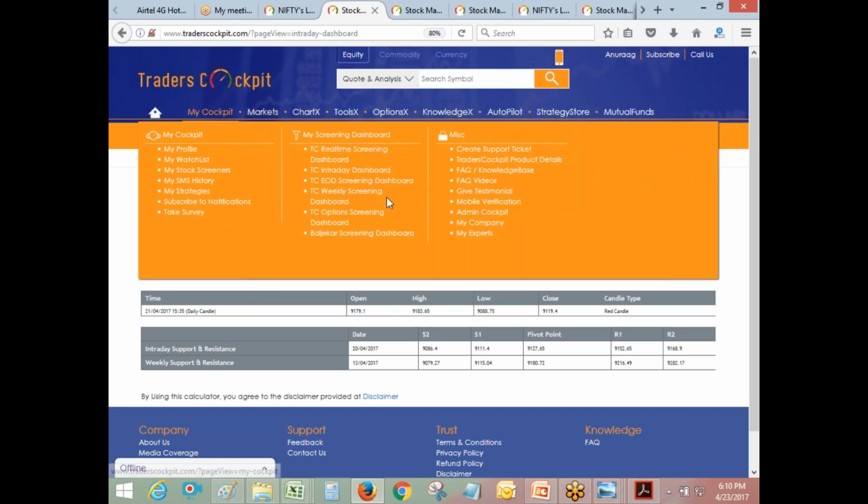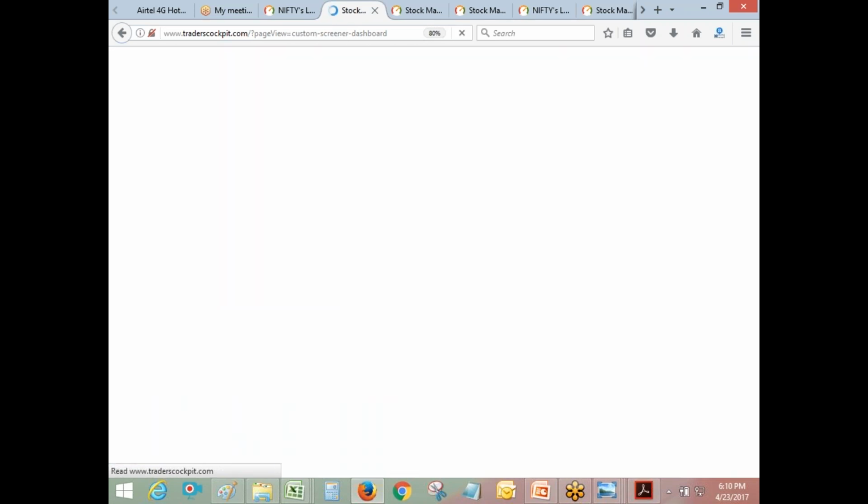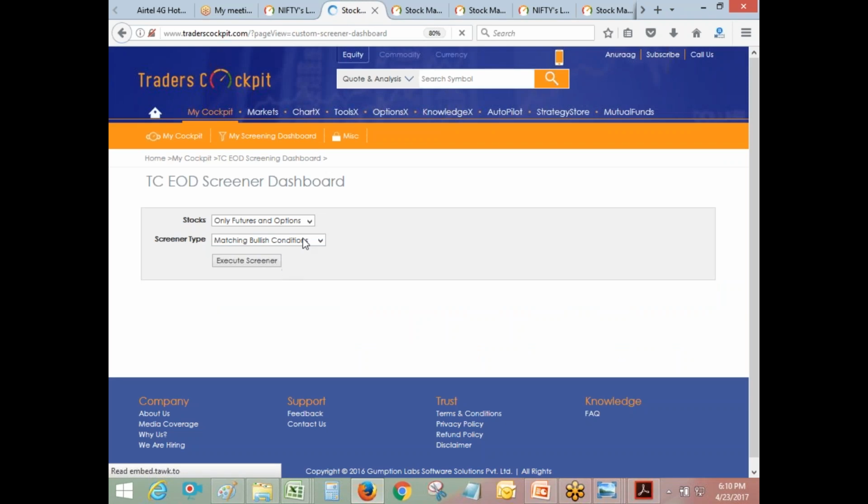Similarly, if you are doing positional, then look for the EOD screening dashboard. If you are doing 3:15 BTST, then look for the real time screening dashboard. This is for BTST, if you are doing 3:15 within market. If you are doing positional, then go here. If I go to the EOD screening dashboard and click, it will ask me what I want to scan, because there are a huge number of stocks.